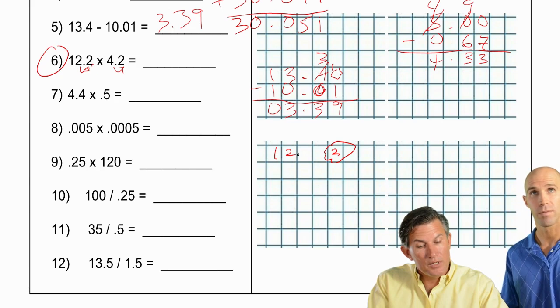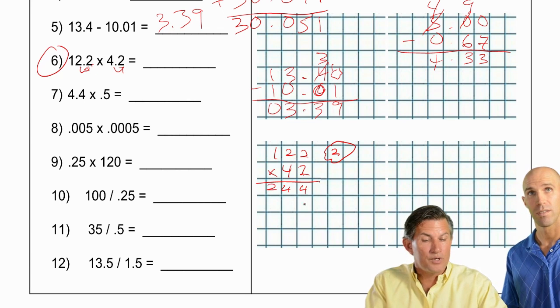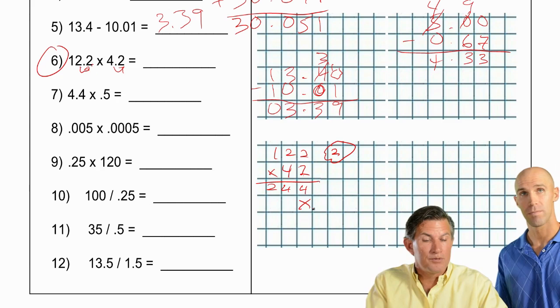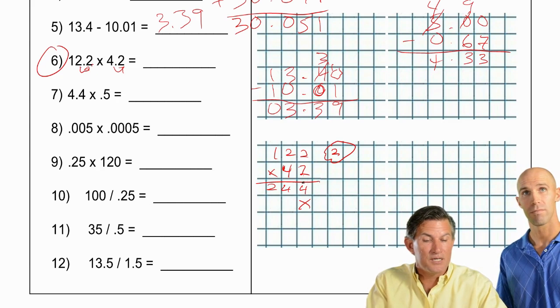Now I'm going to do 122 times 42. 2 times 2 is 4. 2 times 1 is 2. So you get 244 down there. This is an X or a 0 because you're on the second level. You're timesing by tens now. 4 times 2 is 8. 4 times 2 is 8. And 4 times 1 is 4. Now you have to add these 2 lines, right?